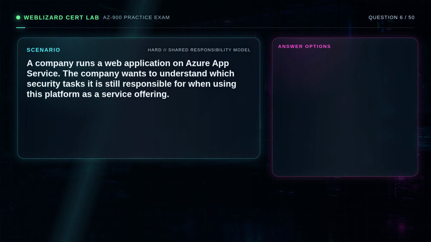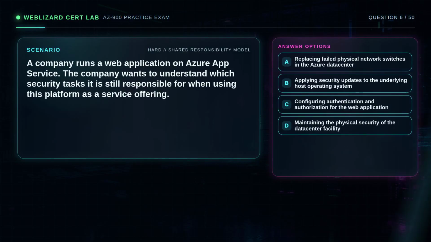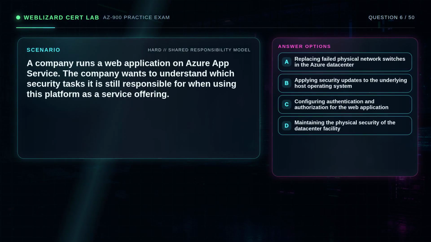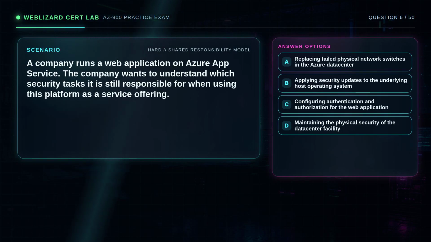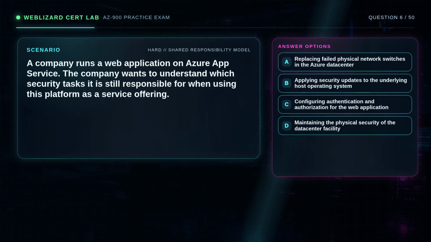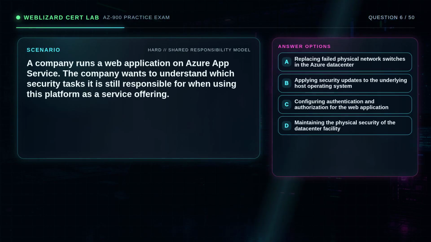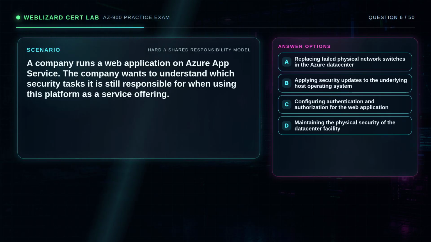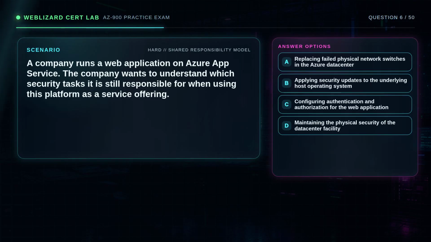Question 6. A company runs a web application on Azure App Service. The company wants to understand which security tasks it is still responsible for when using this platform as a service offering. A. Replacing failed physical network switches in the Azure data center. B. Applying security updates to the underlying host operating system. C. Configuring authentication and authorization for the web application. D. Maintaining the physical security of the data center facility.